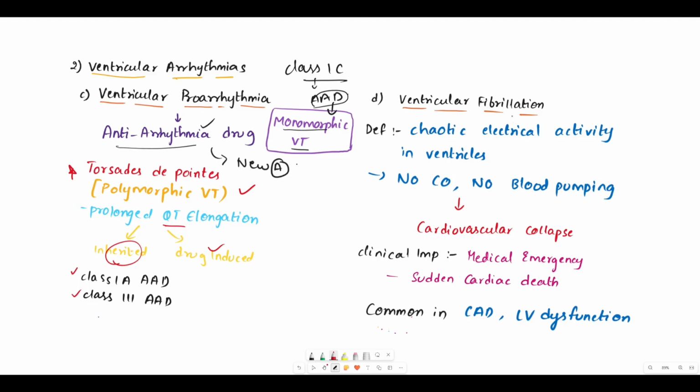Coming to ventricular fibrillation, chaotic electrical activity in the ventricles will be seen. That means irregular electrical activity in the ventricles. In this condition, there is no cardiac output, there is no proper pumping of the blood. So this can sometimes also lead to cardiovascular collapse. Clinically, you need to remember that ventricular fibrillation is a medical emergency, and it is the major cause of sudden cardiac death also. And this is most commonly seen if the patient is having CAD or LV dysfunction.